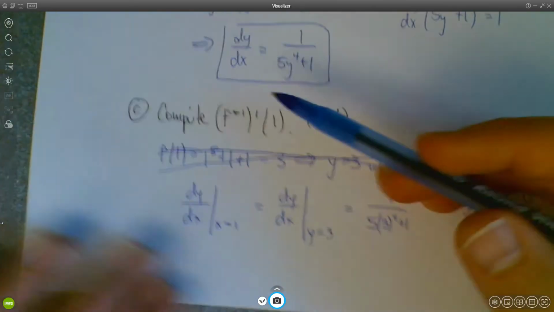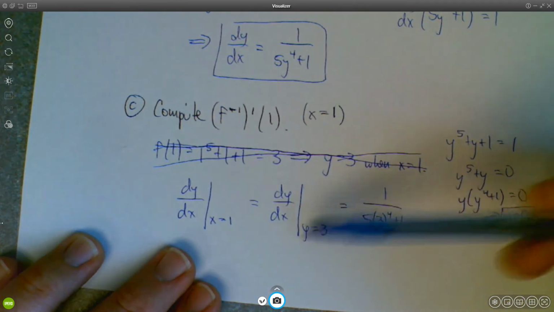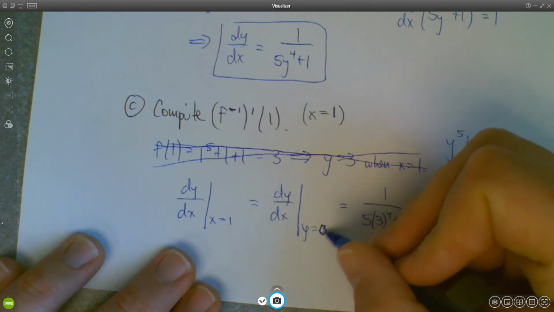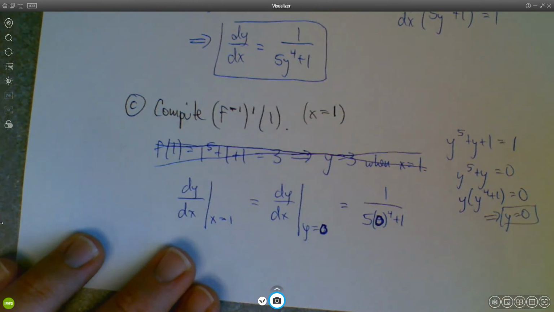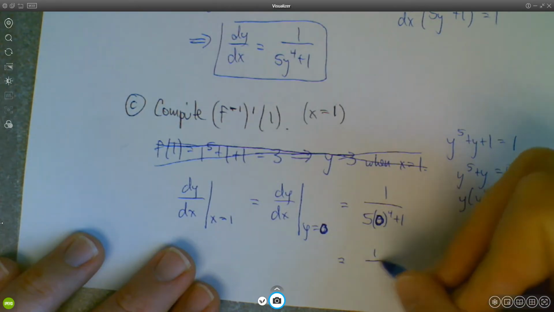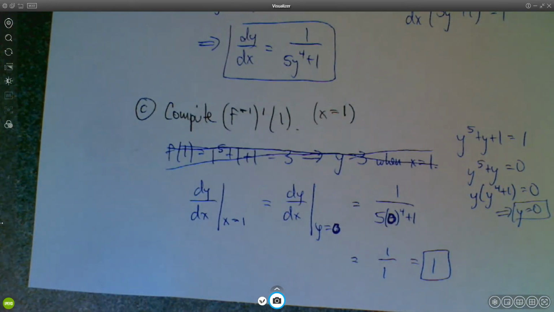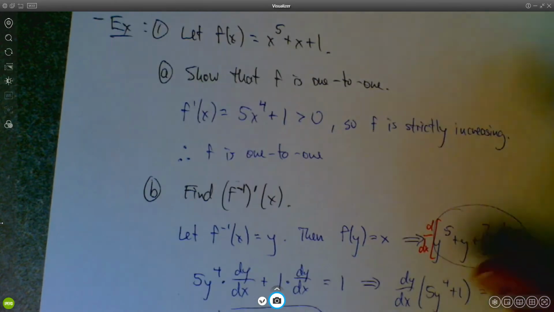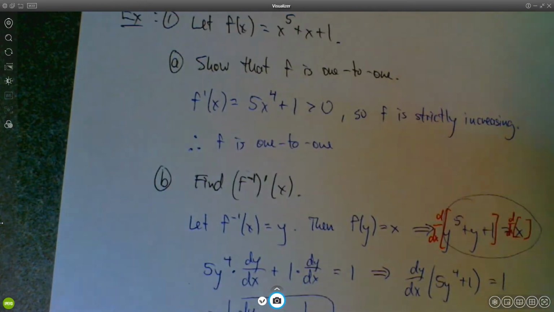Okay, so let me fix this, right? So dy/dx evaluated at x equals 1 is equal to dy/dx evaluated at y equals 0, actually. So that's 1 over 5 times 0 to the 4th power plus 1. That would be just 1 over 1, which equals 1. All of that work for such a simple answer. Oh well. Okay, but that's why those two facts that we talked about at the beginning of the lecture are important to us.